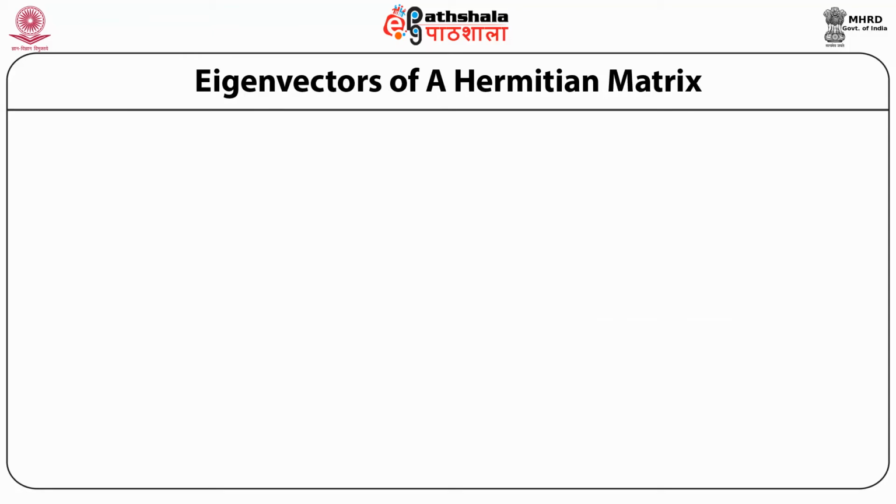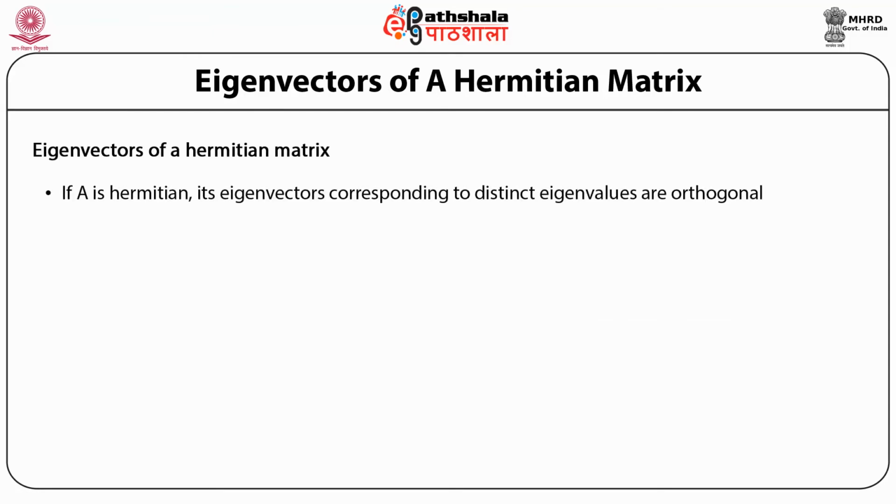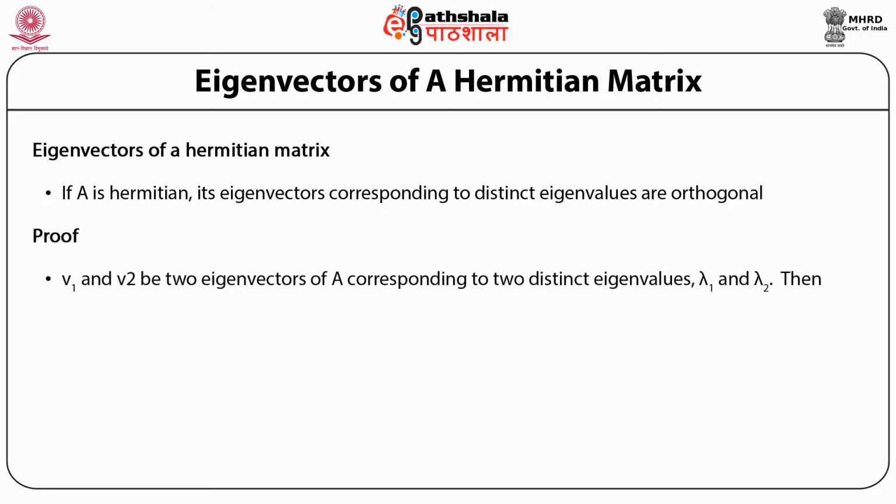Let us discuss the eigenvectors of a Hermitian matrix. If A is Hermitian, its eigenvectors corresponding to distinct eigenvalues are orthogonal. Let us prove it. V1 and V2 be two eigenvectors of A corresponding to two distinct eigenvalues lambda 1 and lambda 2. Then A times V1 is equal to lambda 1 into V1. A times V2 is equal to lambda 2 into V2.